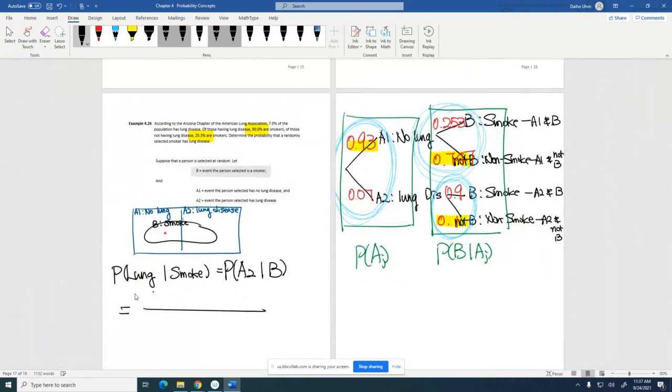It will be probability of A2 times probability of B given A2, over probability of A1 times probability of B given A1, add probability of A2 times probability of B given A2. I simply apply the Bayes rule. By the Bayes rule, we take the fraction of the multiplication. Now we can plug the probabilities in one by one.